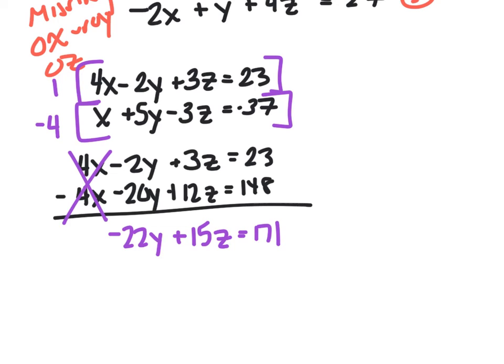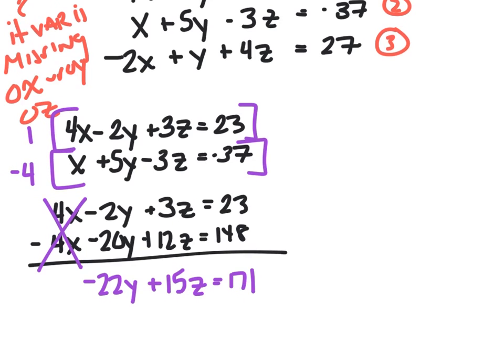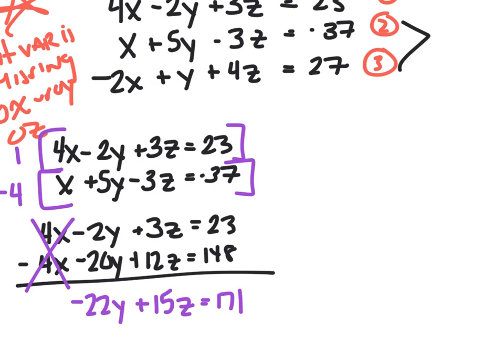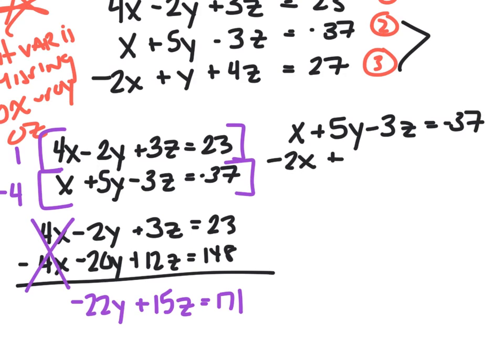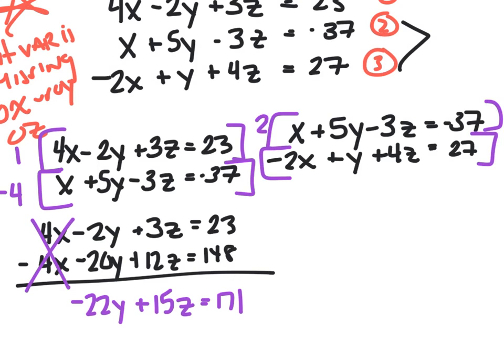All right, so I'm going to grab another pair of equations. Again, it doesn't matter. I'm going to go this time with equations 1 and 2. I'm sorry, I just said 1 and 2, but I meant 2 and 3. All right, and since I eliminated the x's there, I have to eliminate the x's in this one. So I'm going to multiply the top row by 2 and the bottom row by 1.